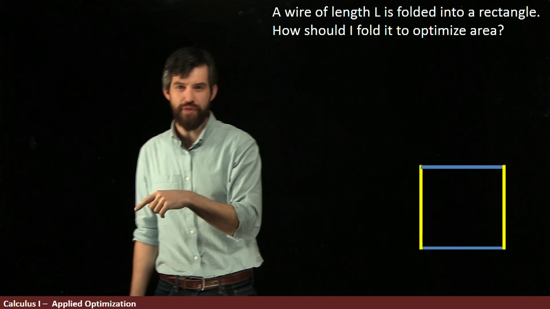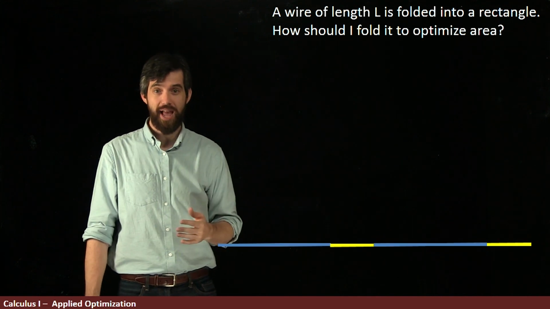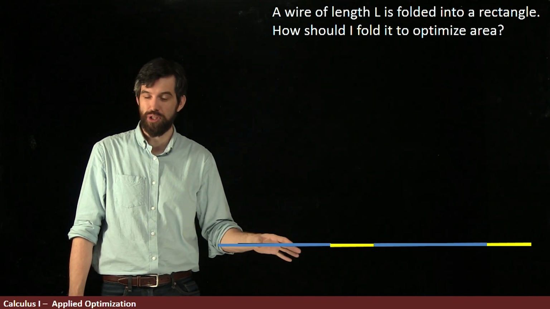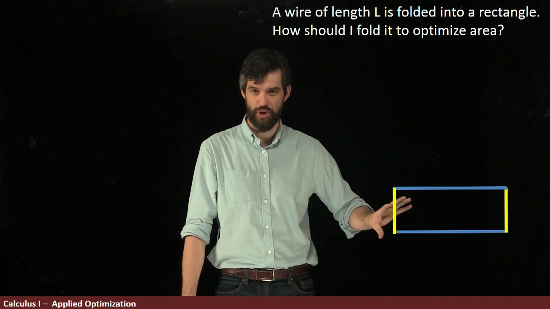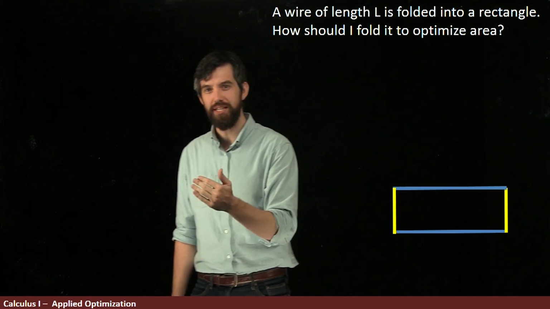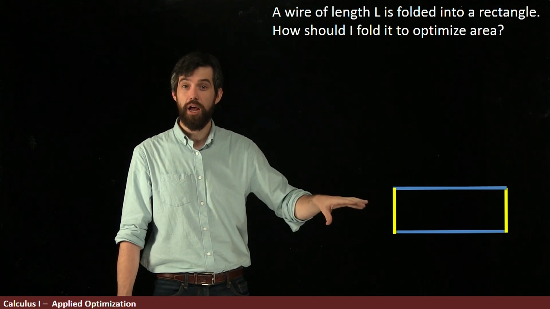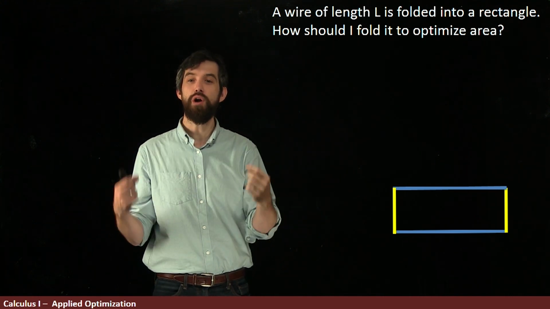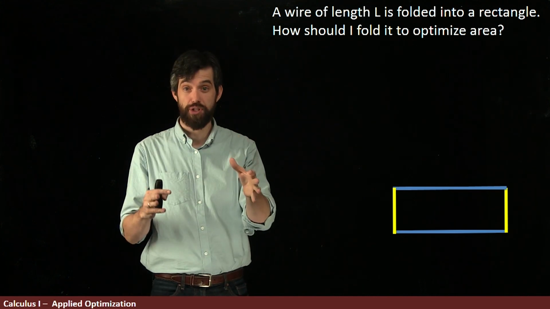Now, if I do that, and I can do it in different ways, so for example, this one looked like a square, but I can take the same idea, but make the blues a little longer and the yellows a little shorter, and it makes more of a clear rectangle when you fold it. The question is, of all of the different ways where I could fold it and make a rectangle, which of them gives me the largest area? Which of them inscribes the largest area?